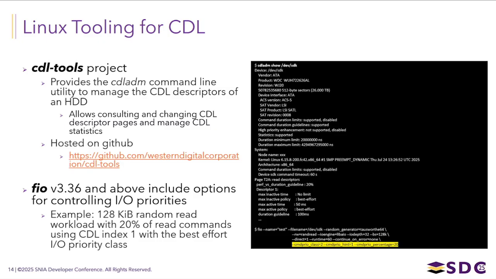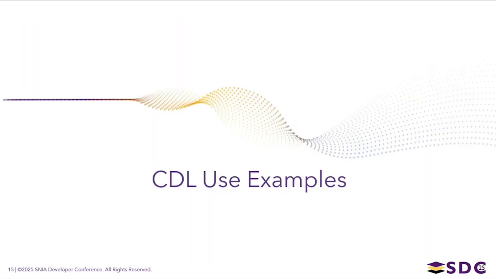It's all a very human-friendly interface. It's not showing you hexadecimal codes that you have to figure out the meaning of. No, it's easily readable. You edit a text file to write a new descriptor. We do the conversion, and that goes to the drive. Very easy to use. We also have FIO modified to allow you to specify those I/O priority hints, which are going to be the CDL descriptors to use for I/O. So we added a few more options to FIO to allow you to define workloads that use CDL.